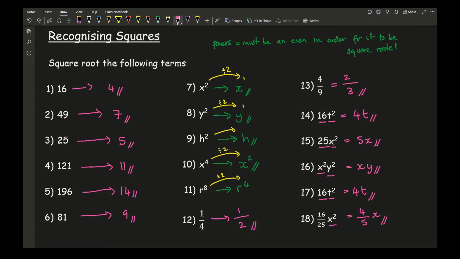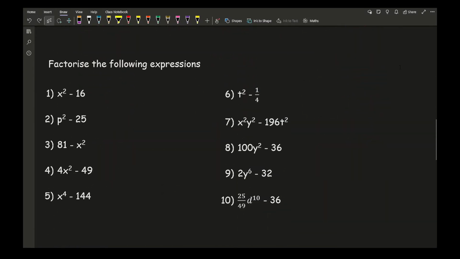Now what is important is that you're able to spot when something can be square rooted nicely. So you can square root it if it's a square number, you can square root a variable if the power is an even number, and you can square root fractions as long as both the numerator and the denominator are square numbers. So now let's have a look at factorising.